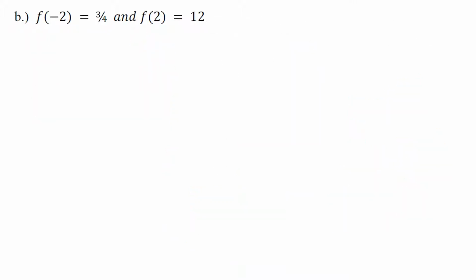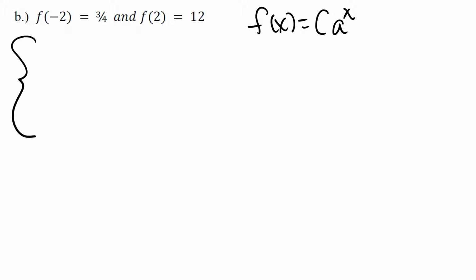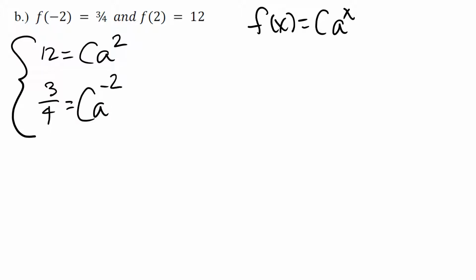So let's try this process again, except this time we're given ordered pairs that are in function notation form. So I know I'm done when I have f of x equals c a to the x. I'm going to create two systems of equations that model this. I can either put this into ordered pair form by reminding myself that this is -2, 3/4 and 2, 12. Or I can simply just take it out from this particular notation. I'm going to put 12 equals ca squared, making sure that my y and my x are in one equation, and 3/4 equals ca to the -2.